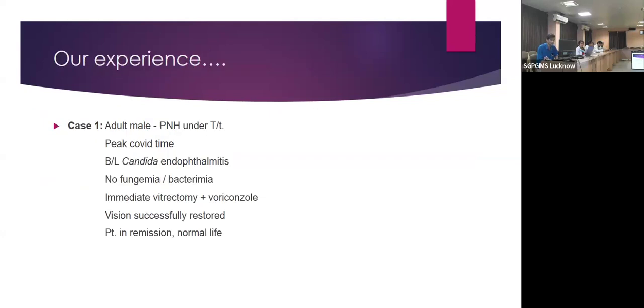Of our three cases, the first was a PNH case, not in remission but under treatment. We received this case at peak COVID time, so we could not image this patient. There are no fundus photographs available, because of very difficult circumstances. We were able to operate because the OTs and OPDs were closed, and hospitals were totally closed. Only the COVID hospital was running. It came out as Candida albicans.